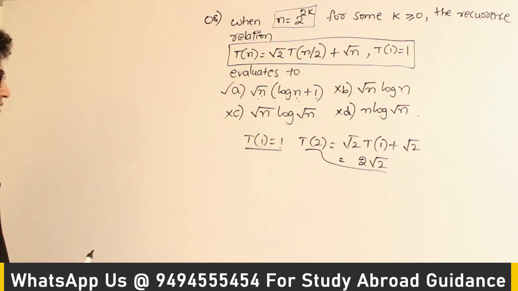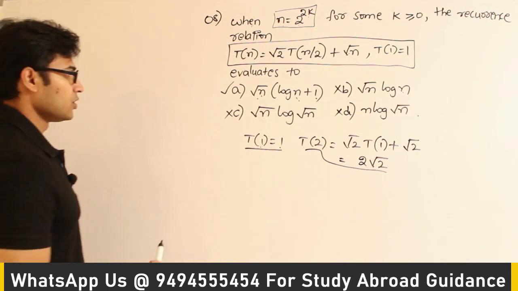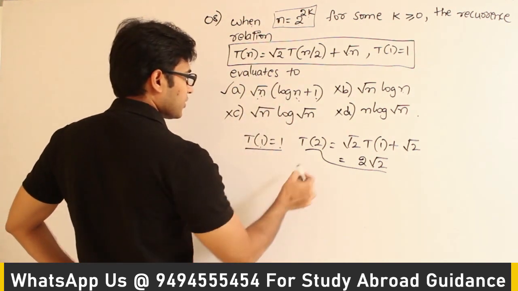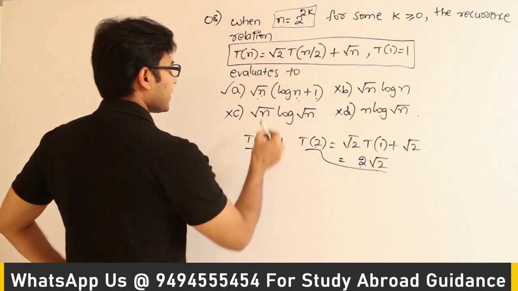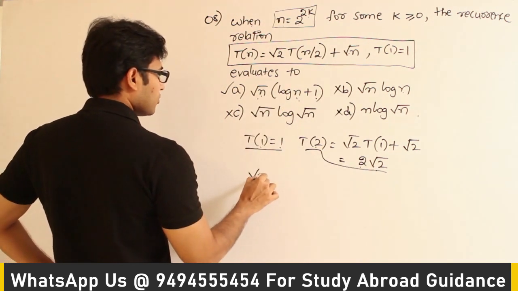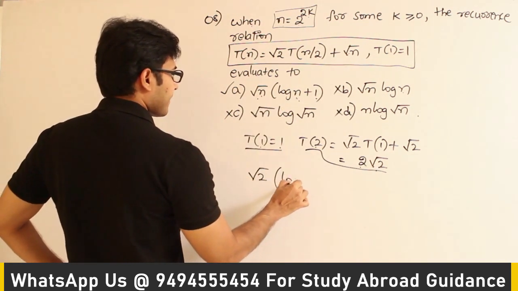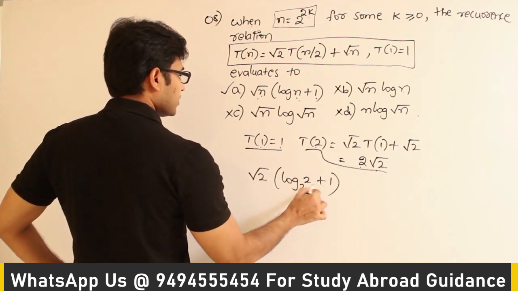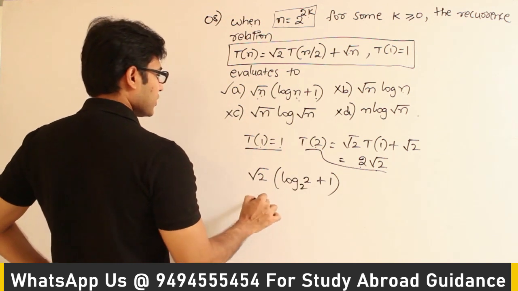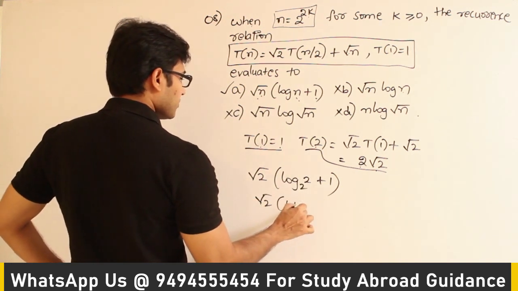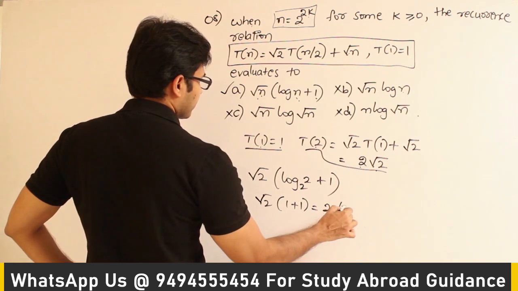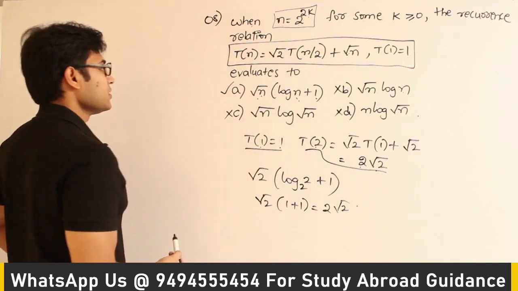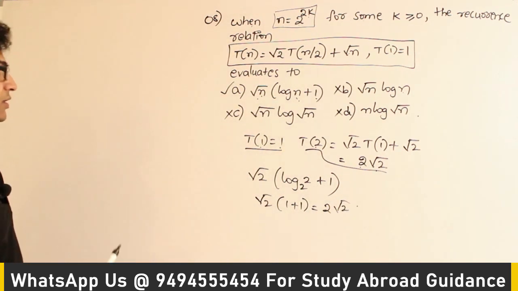But just to be on the safer side, let's even test with t of 2, if it is satisfying this or not. Now t of 2 has to be 2 root 2. Let's put 2 here. What do we get? Root 2 into log 2 plus 1. So this is base 2. So log 2 base 2 is 1. Therefore root 2 into 1 plus 1 is 2 root 2. Alright. So this is how you can solve these questions. No need of actually using any other method. You can just check the options and eliminate them.